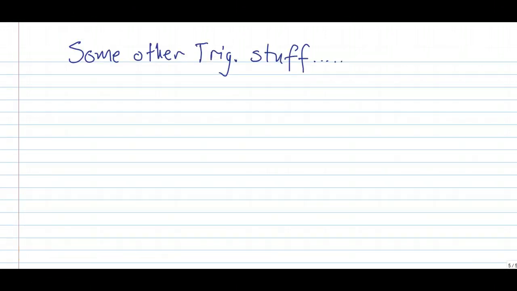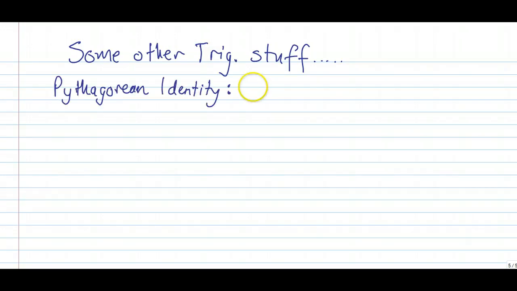Okay, the last thing I'm going to introduce in this introduction to trigonometry video is just a couple of other random bits and pieces. So the first one is what's called the Pythagorean Identity. The Pythagorean Identity states that the square of sine theta plus the square of cos theta will always equal 1.